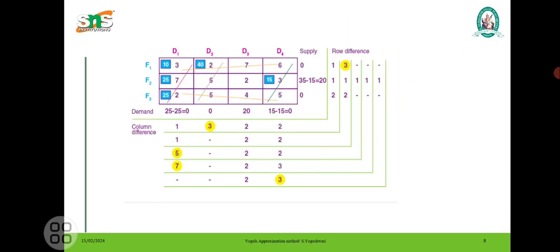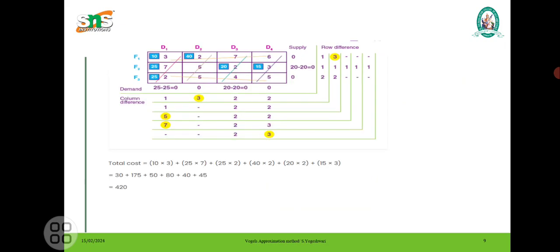We follow the same process until all the values are assigned. The total cost is 10 into 3, 25 into 7, 25 into 2, 40 into 2, 20 into 2, 15 into 2. We add these values, so the total cost is 420 rupees. Thank you.